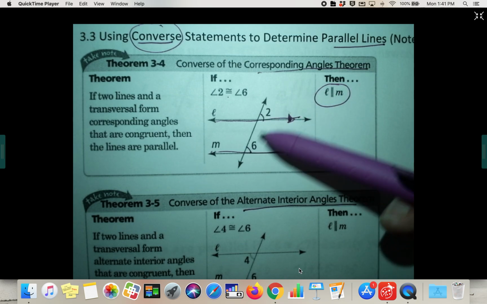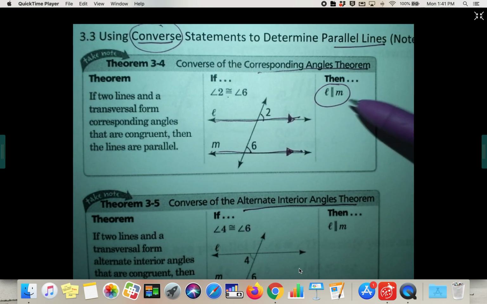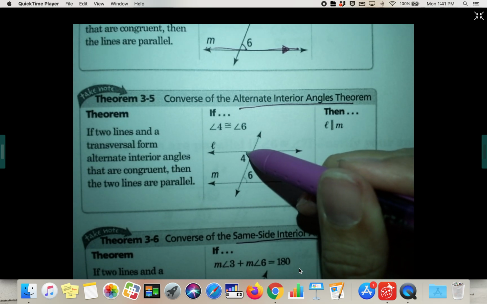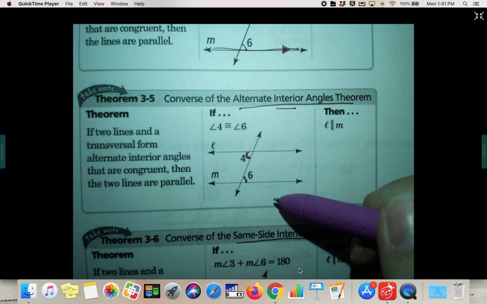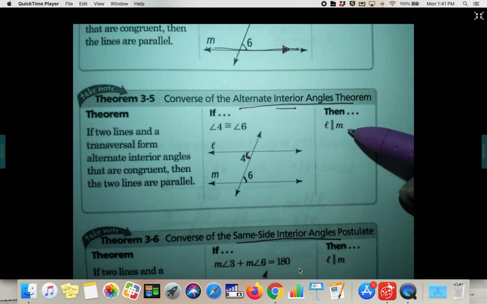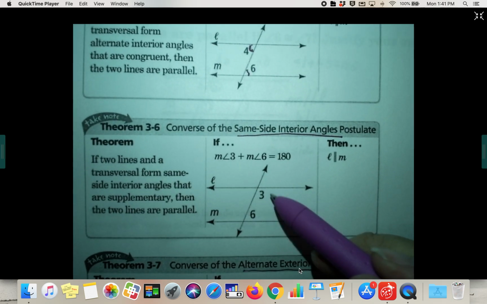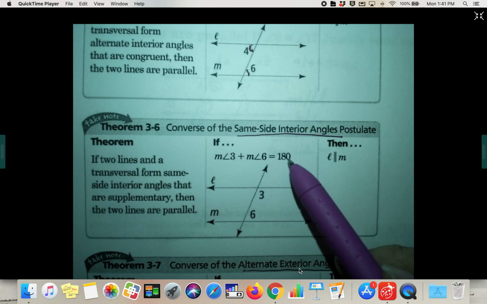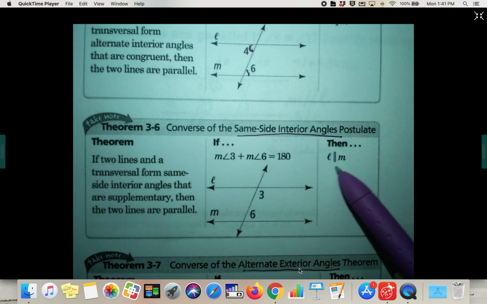So now we're using the relationship between the angles to say, okay, if these two are congruent, then the two lines must be parallel. Same thing for alternate interior: if these two angles are congruent, therefore the lines must be parallel. L is parallel to M. If angle 3 plus the measure of angle 6 added together equals 180, then because of the same side interior angles theorem, the converse must be true. L is parallel to M.